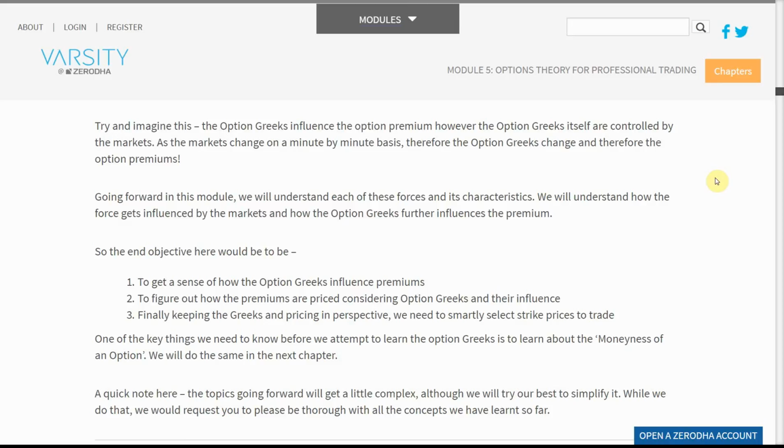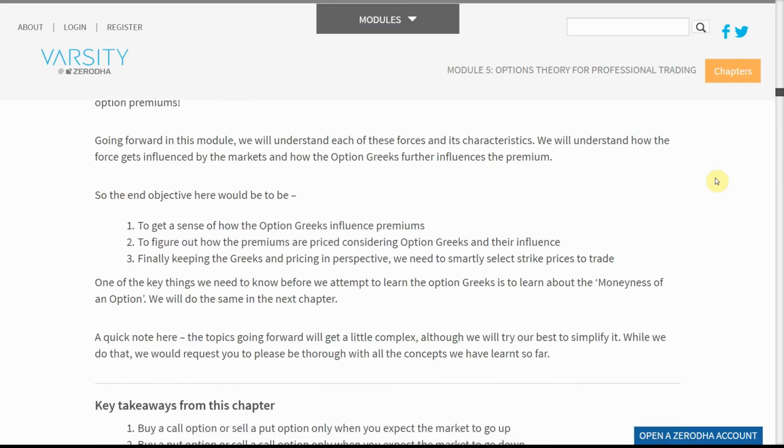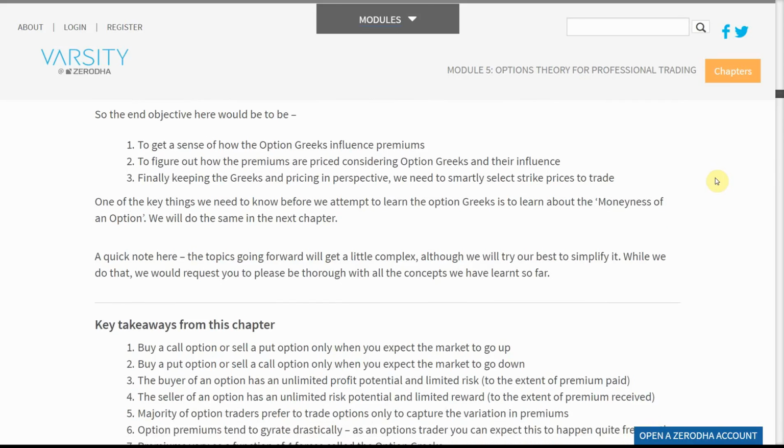Going forward in this module, we will understand each of these forces and its characteristics. We will understand how the force gets influenced by the markets and how the option Greeks further influence the premium. So the end objective here would be to get a sense of how the option Greeks influence premiums, to figure out how the premiums are priced considering option Greeks and their influence. Finally, keeping the Greeks and pricing in perspective, we need to smartly select strike prices to trade. One of the key things we need to know before we attempt to learn the option Greeks is to learn about the moneyness of an option. We will do the same in the next chapter.